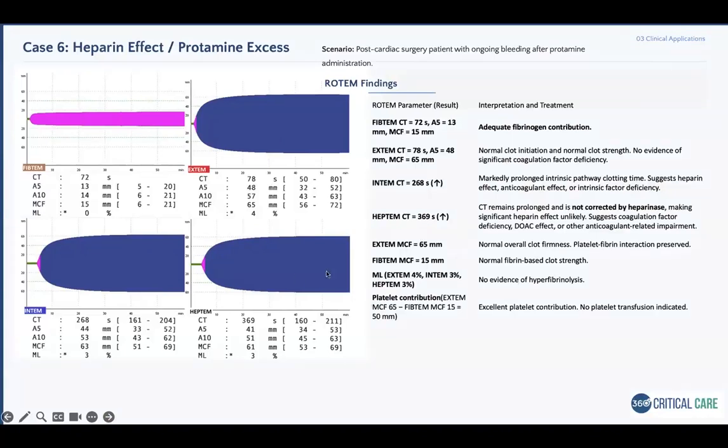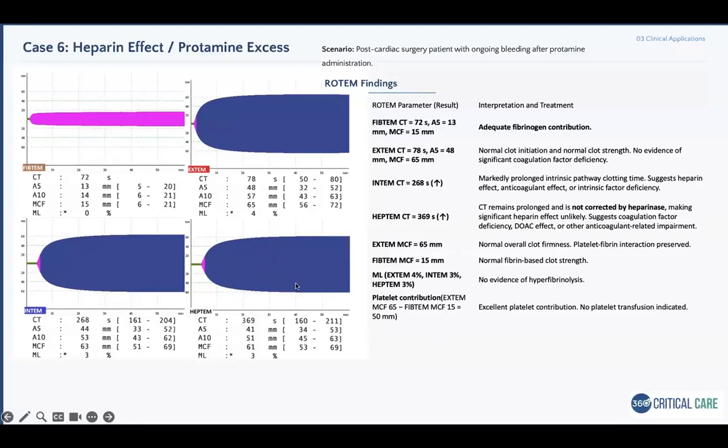But in HEPTEM, when you neutralize the heparin, still the clotting time is prolonged. CT remains prolonged, it is not corrected by heparinase, making significant heparin effect unlikely, and suggests coagulation factor deficiency or an oral anticoagulant or other anticoagulation related impairment. So if the patient is on a DOAC also, you will find this finding. If the patient has an excess of protamine, which in excess is an anticoagulant, you can find this finding. It's important, right?